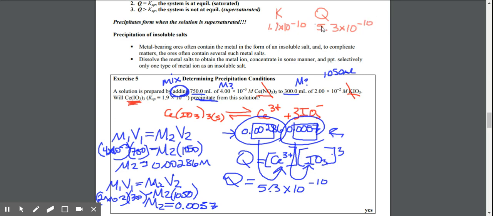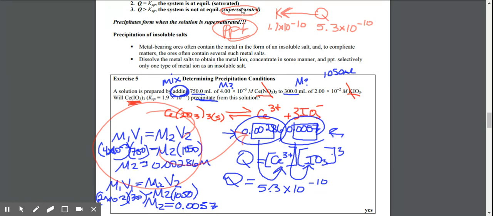Now, this gets us to familiar territory. If Q is greater than K, what that means is the reaction will shift to the reactant side. And if the reaction shifts to the reactant side, that means that it is supersaturated, meaning that a precipitate will form. And so that's how you work the Q versus K for these Ksp expressions. The approach, the method has not changed. It's just a little bit extra.